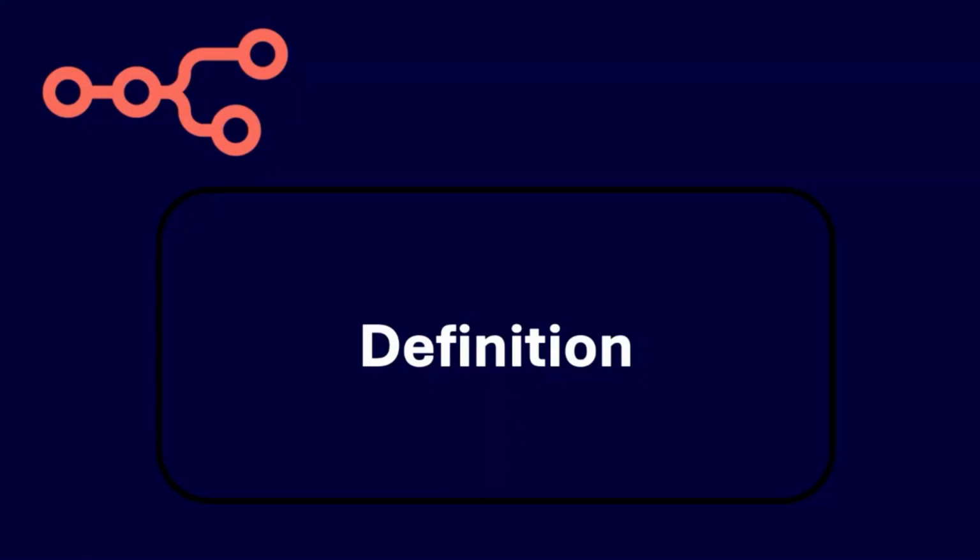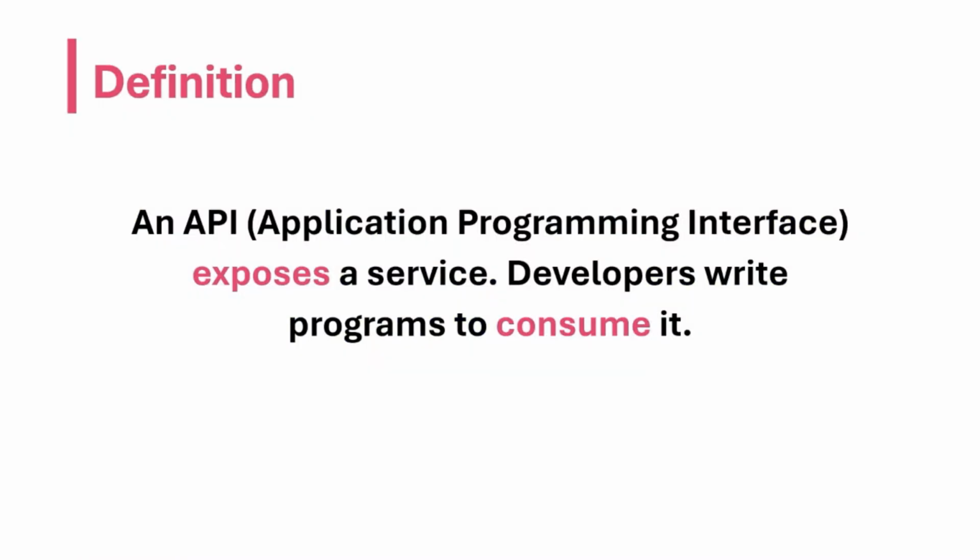So here we will understand the actual definition of an API. An API, application programming interface, exposes a service. Developers write programs to consume it. So when we say an API exposes a service, it means that the API offers certain features or data that other programs can use, and developers or programmers create software that asks the API for that data or feature and uses it in their app.